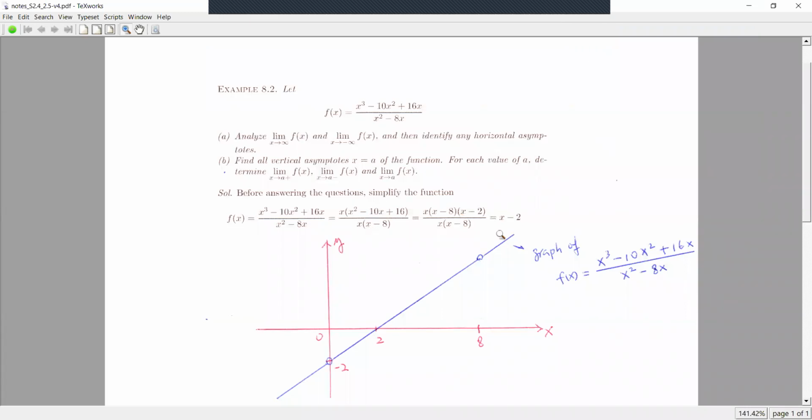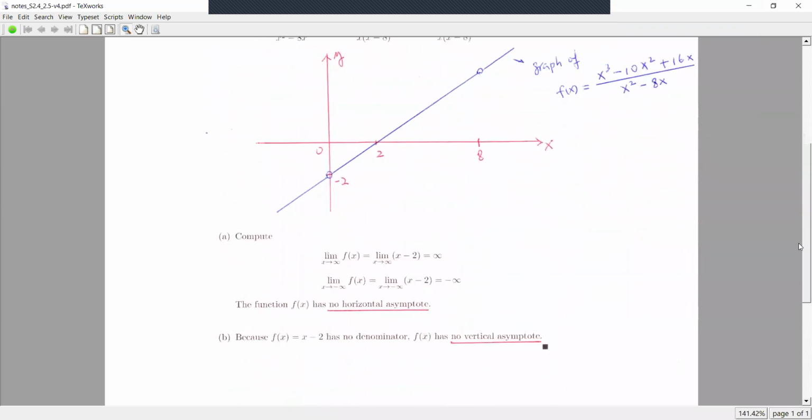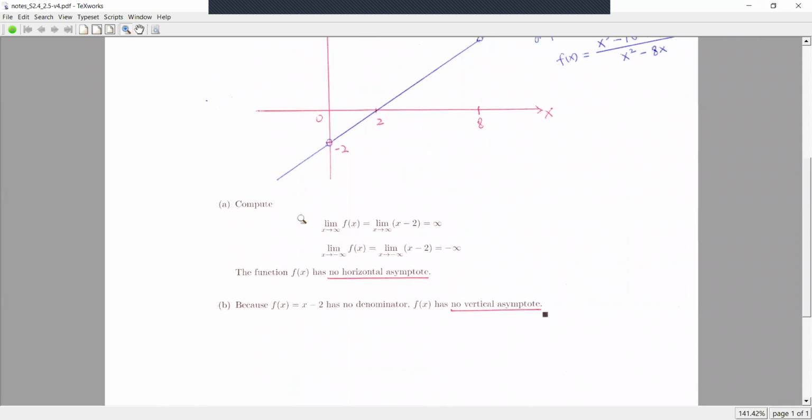After we simplify the function, now we answer part A and part B. Part A. It's easy to see that the limit at positive infinity is positive infinity, and the limit at negative infinity is negative infinity. Because no finite number, the function has no horizontal asymptotes. Part B, find vertical asymptotes. Because the function has no denominator, the function has no vertical asymptote.